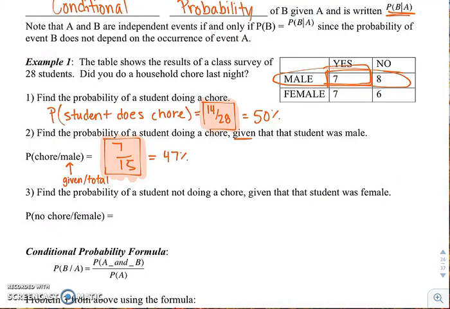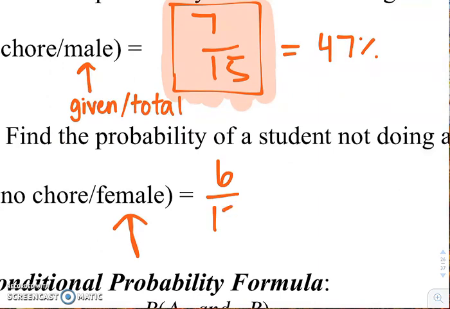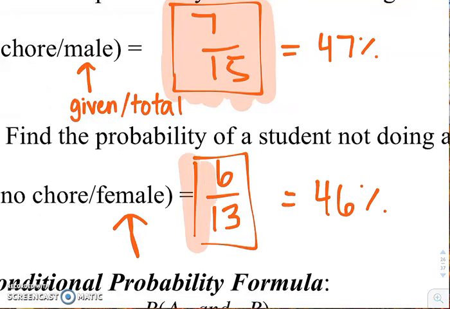So number 3, find the probability of a student not doing a chore given that they were female. So given that they're a female, what's the probability that they didn't do a chore? So out of the female total, 13, how many of them don't do a chore? 6 of them. So 6 out of 13, if you guys divide that, would be 46%. So when they give you guys a chart, it's really not too complicated.